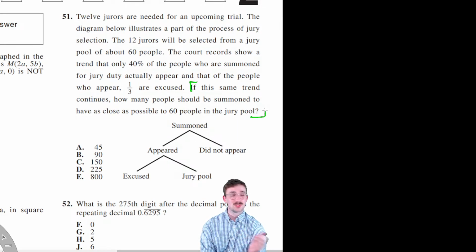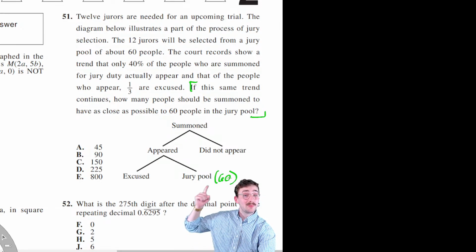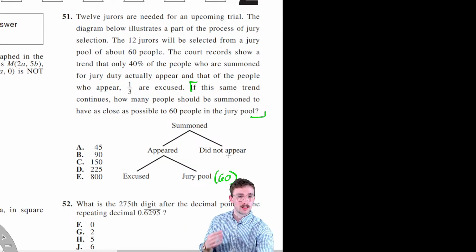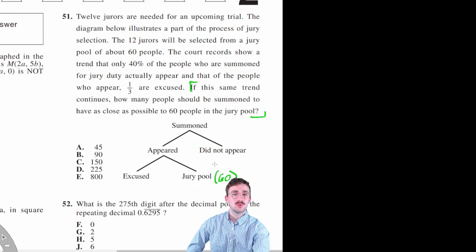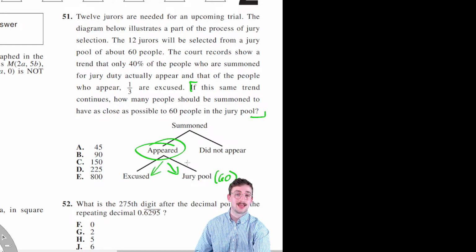If the same trend continues, so, okay, let's imagine we hadn't read it. There's some trend, and if it continues, how many people should be summoned to have as close as possible to 60 people in the jury pool? What I want to point out is that we want this number to be 60. So we're going to be going backwards. That's an important thing to point out right off the bat. From the jury pool that they give us, we need to find how many that's X percent of those who appear, and then those who appear are a certain percent of those who are summoned. So we're actually going to be working backwards. So what's the relationship between appeared, excused, and the actual jury pool? Now I know what I'm looking for when I go up to the word problem.